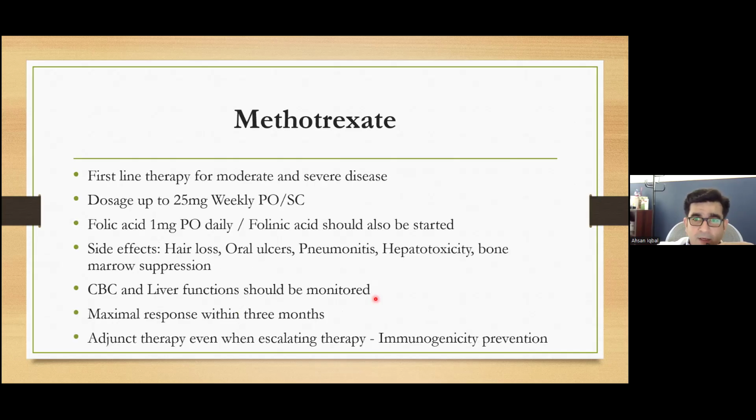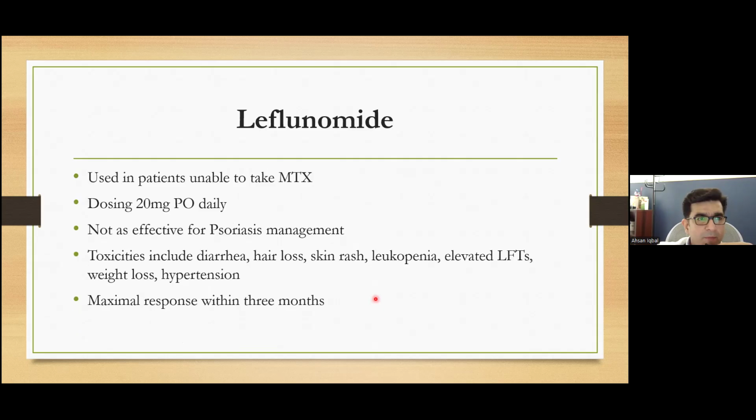Now, methotrexate, I'll just briefly touch base with these medicines. You really don't have to go through the whole slide. We usually have a max dose of about 25, given once a week. Oftentimes, patients complain of hair loss and oral ulcers, and we usually give it with folic acid to prevent those side effects. I usually monitor liver functions every 3 months to prevent hepatotoxicity.